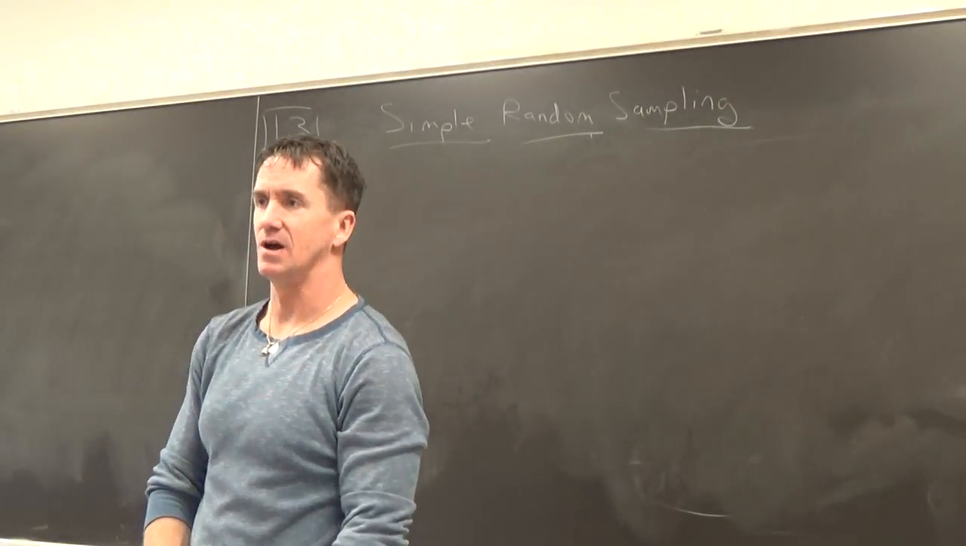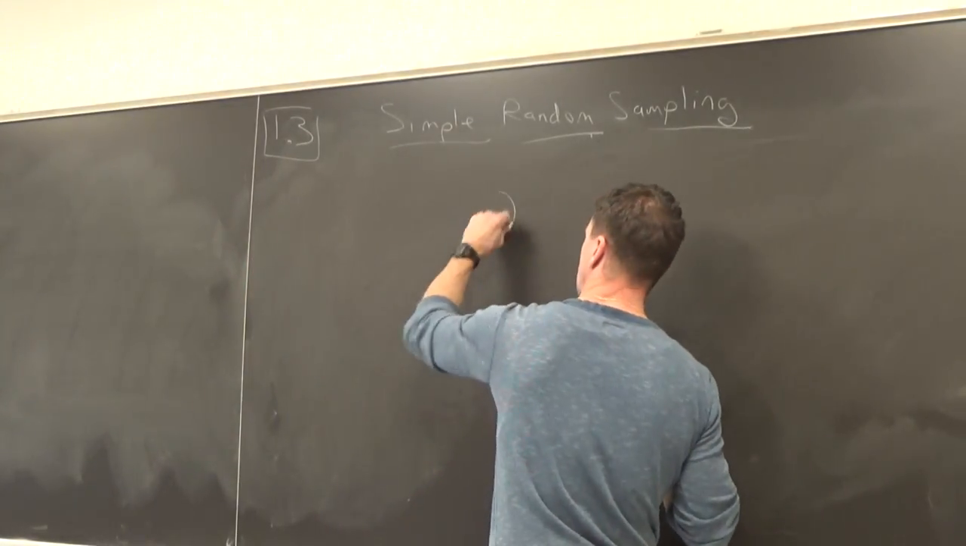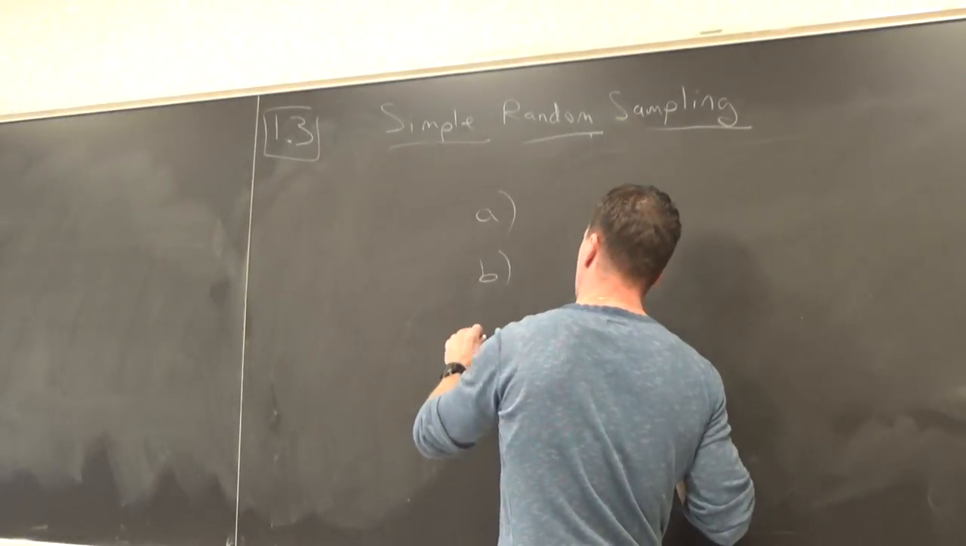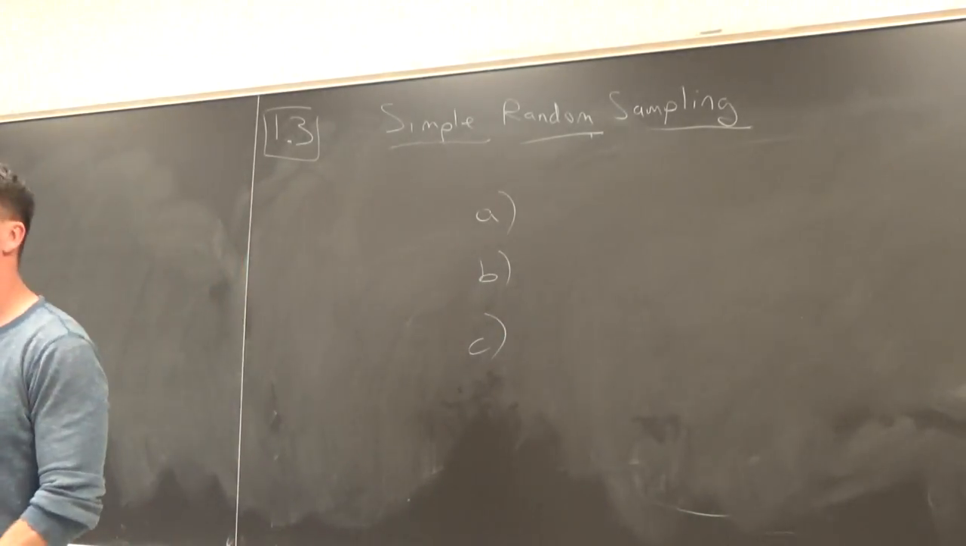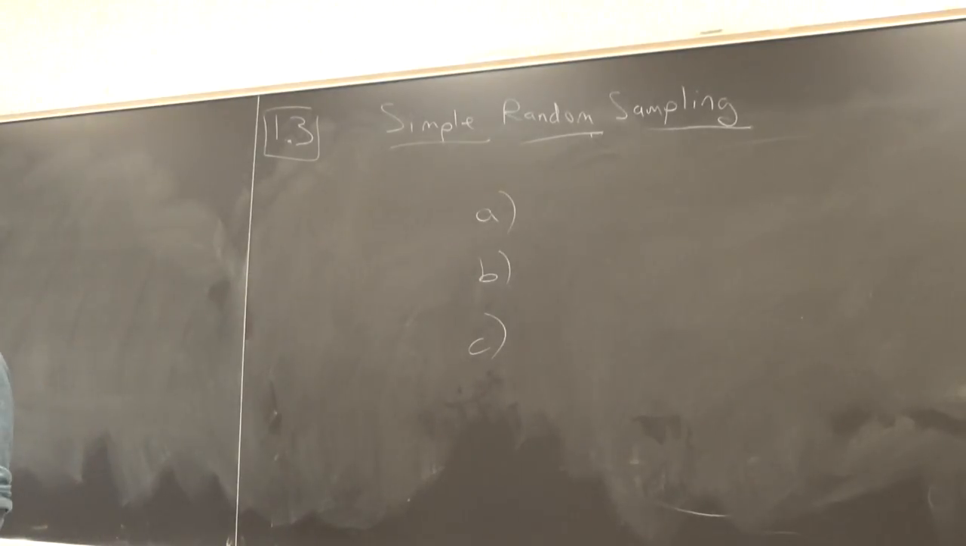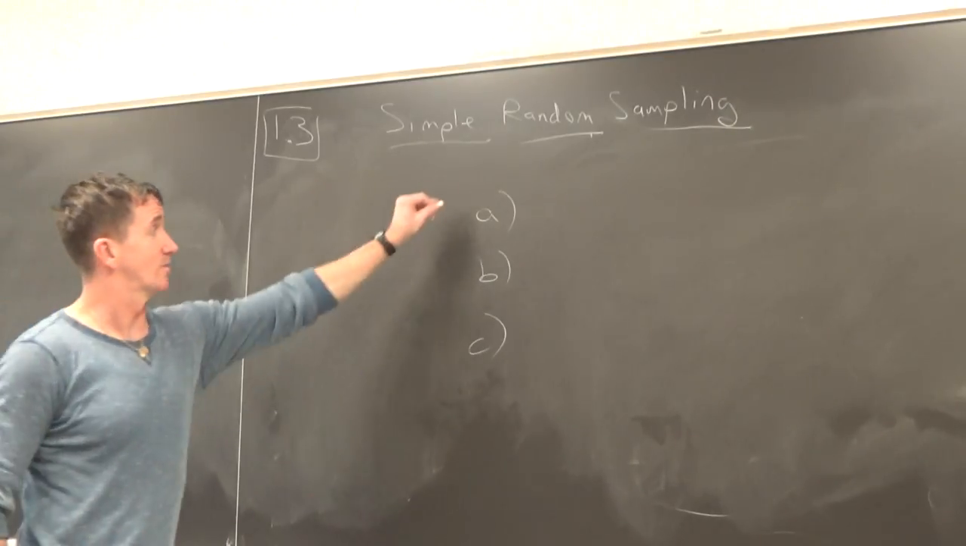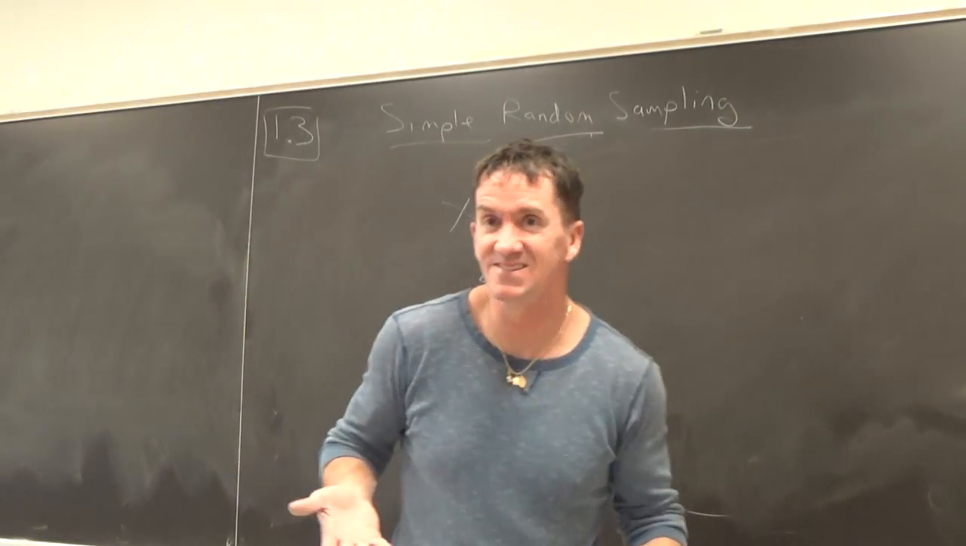All right. So is this simple random sampling? Letter A. I go to the front door of that cafeteria, and the first 60 people who walk through, I ask them that question. Is that simple random sampling? No way. Do you agree? Was that even close? No way.